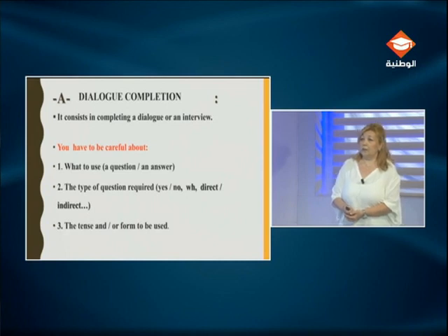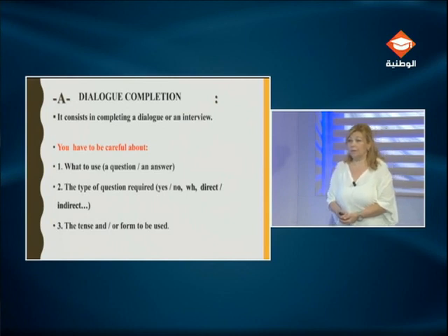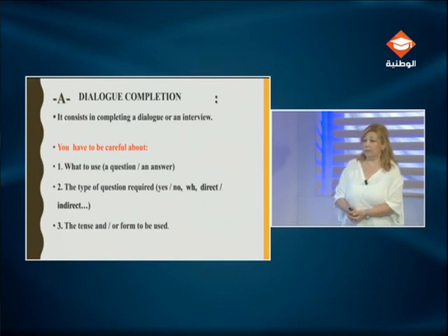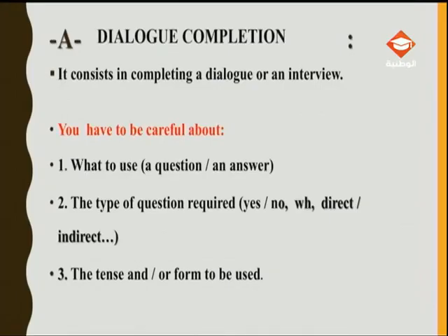First, you have to be careful whether the missing utterance is a question or an answer. There are hints that will guide you to the right answer. Then, if you need a question, you have to be careful about the type of question required, whether it is a yes or no question, or a WH question, or a direct or indirect question. Finally, you have to be careful about the tense and the form that need to be used in your sentence.